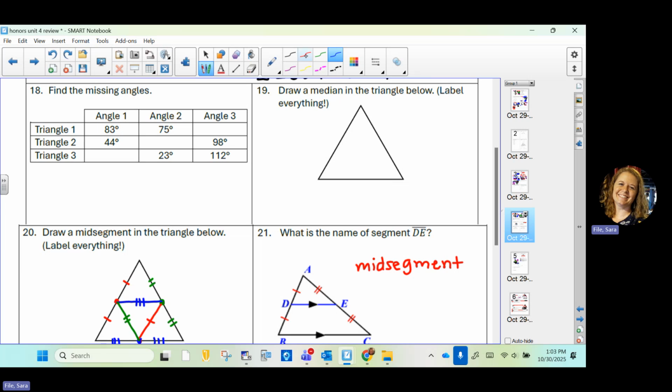So on 19, we need to remember that a median connects a vertex to the midpoint of the opposite side.